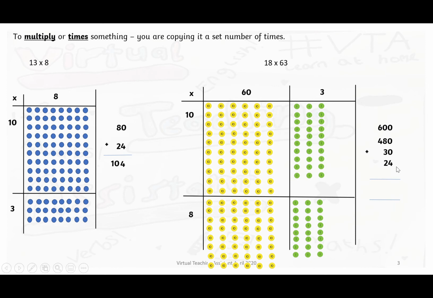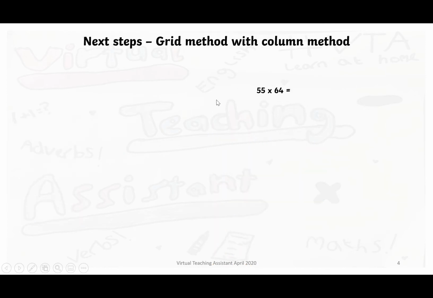So start with the ones. 0, add 0, add 0, add 4. 8, add 3, add 2, so you've got 13. 6 add 4 is 10. Add the 1 is 11. So that's 1134.